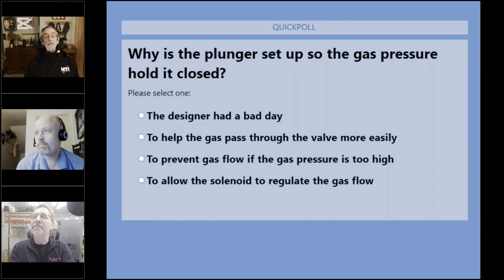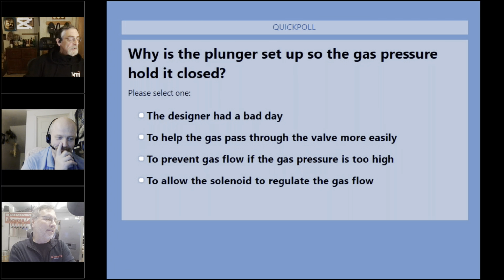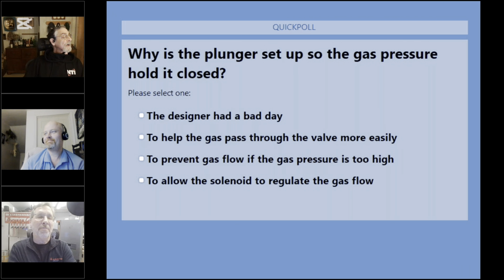5% think it's to help the gas pass through the valve, and nobody seems to think it's because the designer had a bad day. You'd be surprised. Sometimes that is the answer, but not in this particular case, apparently. 10 more seconds. See if you guys can increase your portions there.